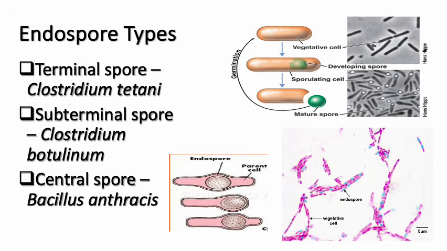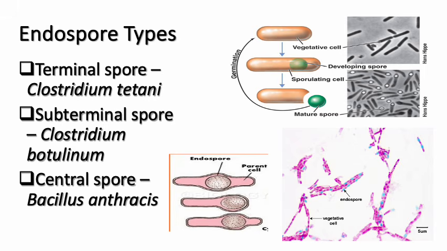As you can see in this slide, your vegetative cell, upon exposure to an extreme environment or unfavorable condition, will develop a spore, undergoing the sporogenesis or sporulation process. Now, upon exposure of your spores to a favorable condition again, the mature spore will undergo the germination process, turning it into a vegetative cell again.